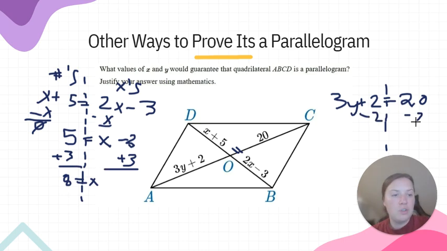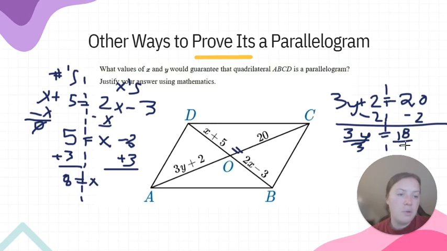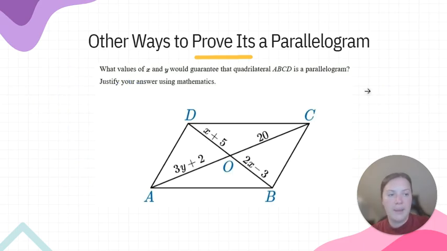And our y value: we have a positive 2. We're going to subtract 2 on both sides, which gets us 3y equals 18. Divide both sides by 3, and that means y would have to equal 6. For this to be a parallelogram, those would have to be the values of x and y.